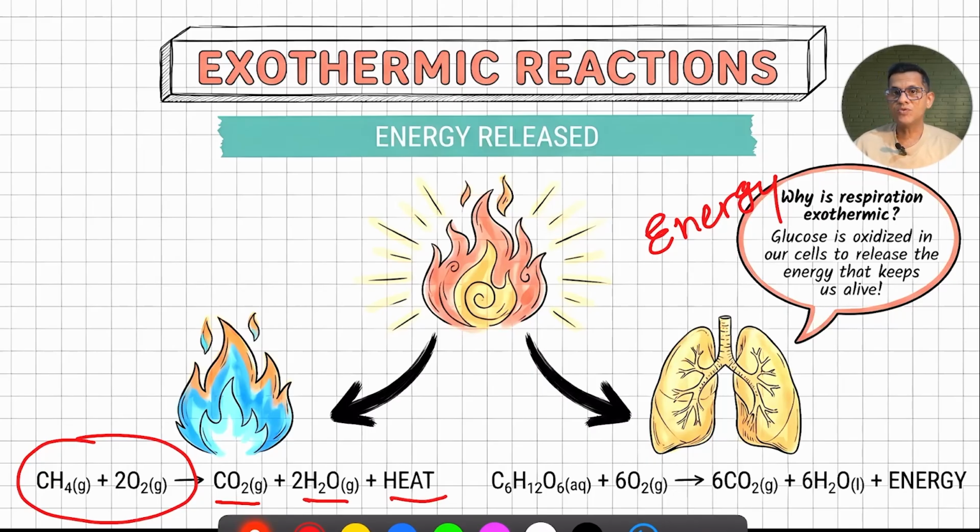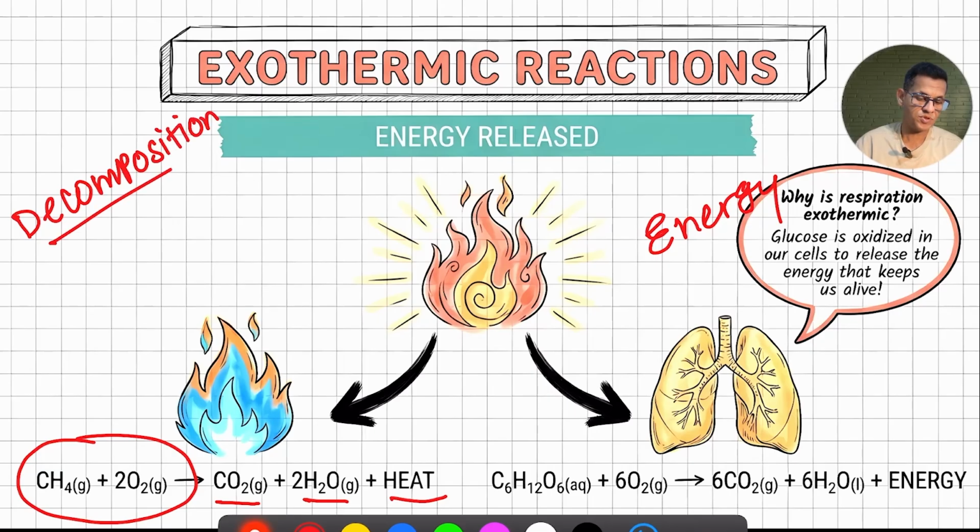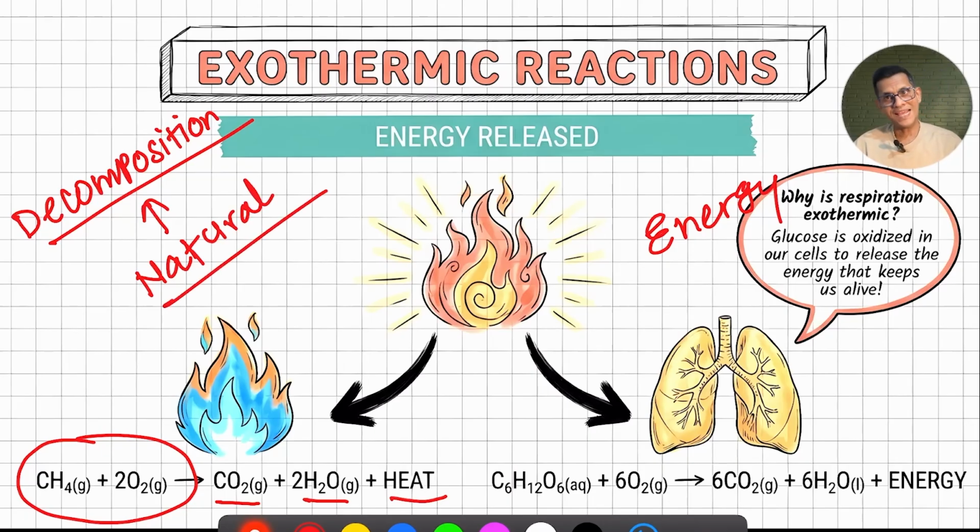Another example of a natural exothermic process is decomposition of natural substances, like for example any vegetable matter or kitchen waste. When it gets decomposed, it releases heat. So this is also a natural exothermic process. Again, these questions could be asked in MCQs, like for example, name some natural exothermic processes. You can say respiration is one, decomposition is another example.